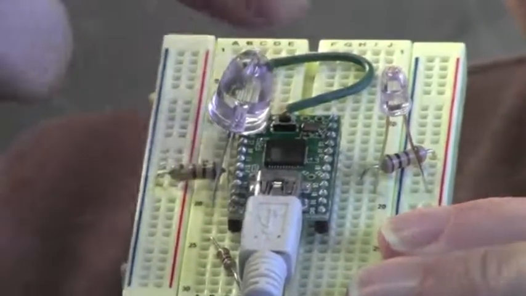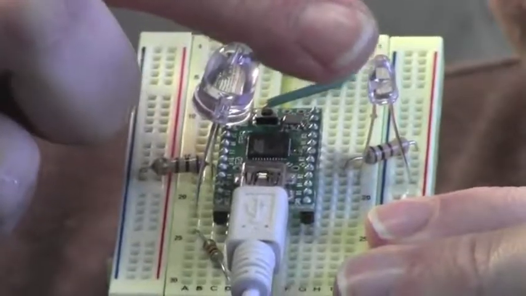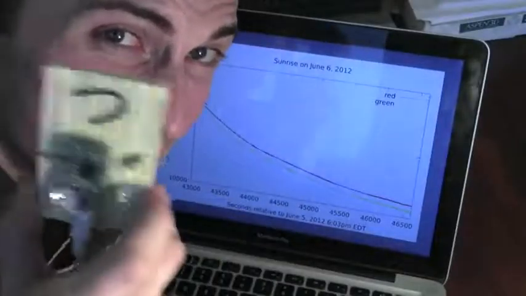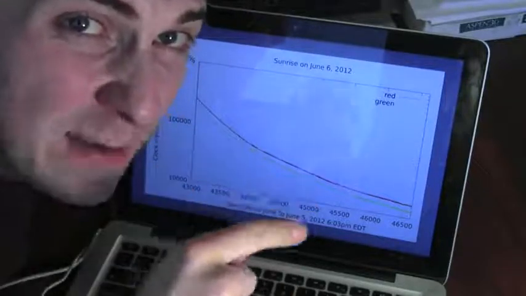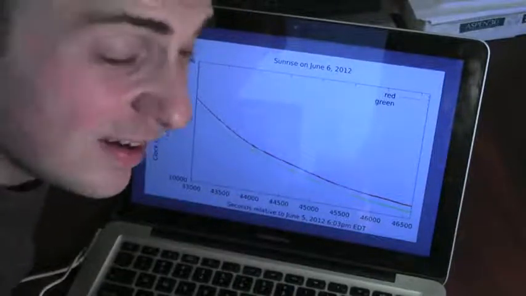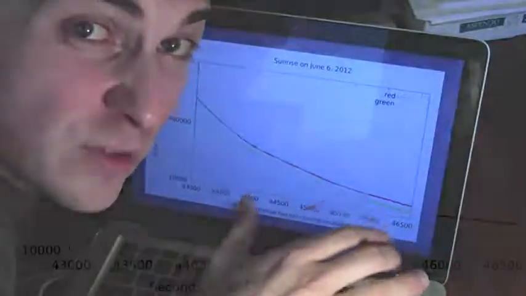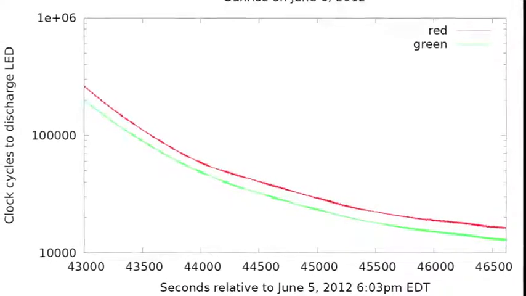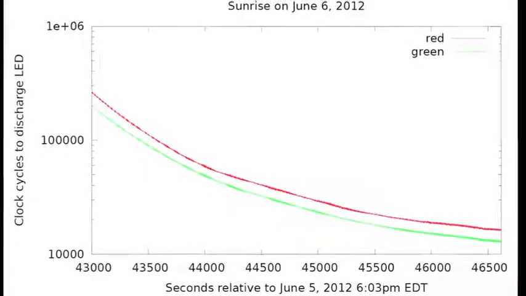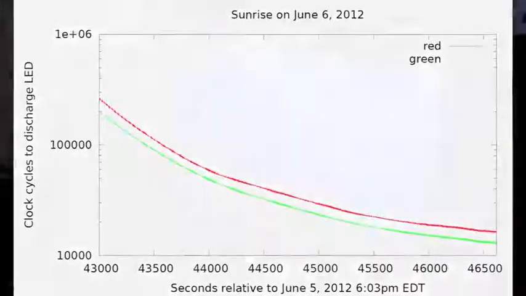This one happens to be a red one, this one happens to be a green one. So what this circuit does is let me detect how much red and green light is falling on these sensors. The other end is a USB cable, and it plugs into my computer so I can record the results. Data that I gathered from the real world using the microcontroller. It's really two different functions, a function for the red LED and a function for the green LED. Along the x-axis, I've plotted the number of seconds that have elapsed since June 5th, 2012 at 6:03 p.m. And on the y-axis, I'm plotting the number of clock cycles it took to discharge the LED.